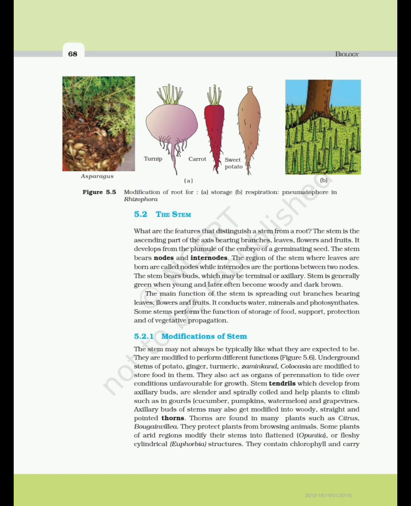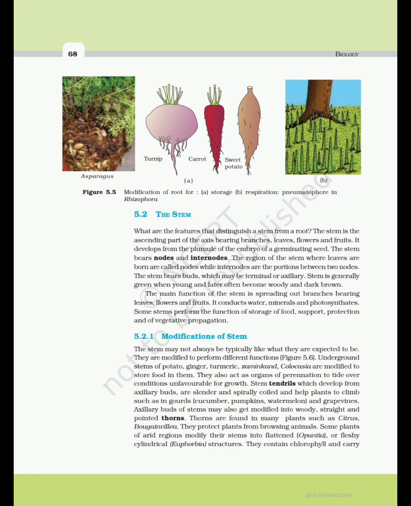5.2 The stem. What are the features that distinguish a stem from a root? The stem is the ascending part of the axis bearing branches, leaves, flowers and fruits. It develops from the plumule of the embryo of a germinating seed. The stem bears nodes and internodes. The regions of the stem where leaves are borne are called nodes, while internodes are the portions between two nodes. The stem bears buds, which may be terminal or axillary.